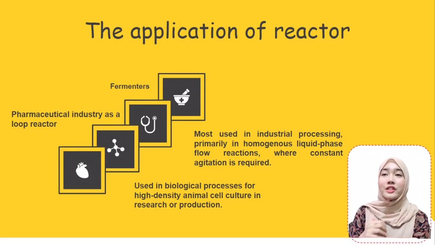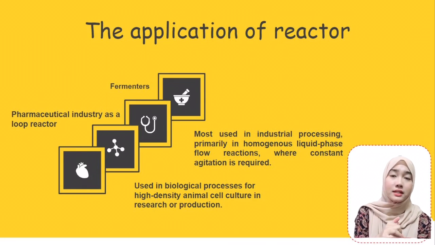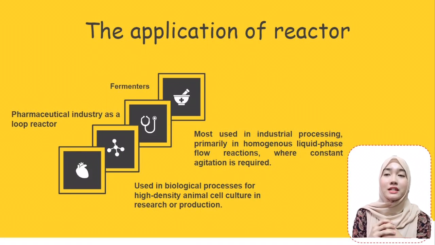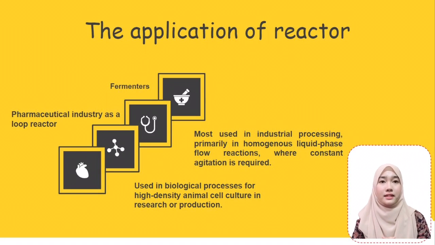Next, continuous stirred tank reactors are most commonly used in industrial processing, primarily in homogeneous liquid phase flow reactions where constant agitation is required. Lastly, continuous stirred tank reactors are often used in biological processes for high-density animal cell culture in research or production.